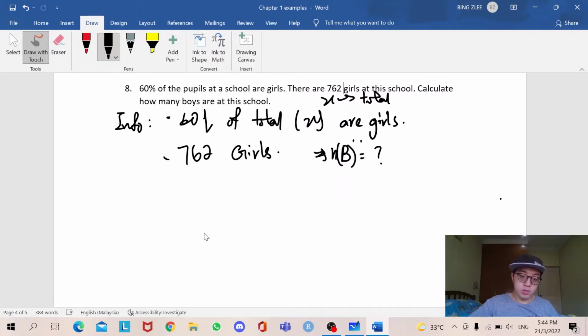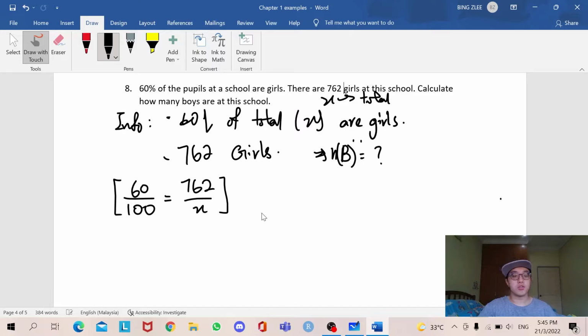All right, so first thing, we will need to provide an expression to start out, right? So from the first information given, 60 out of 100 of total are girls, right? So 100% denotes as X because it's the total, and 60 is the percentage of girls as compared to the whole sum of the pupils in the school, is equals to 762 over X, right? So this is the first expression that you need to provide.